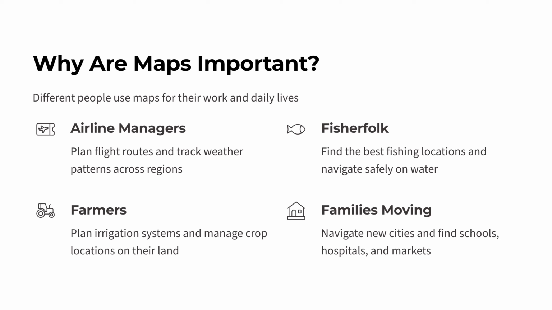Then, farmers. Farmers also use maps to plan how to water their crops, where to grow certain plants, and how to manage their farmland. With a good map, they can see which parts of their land are flat, sloped, or near water bodies.